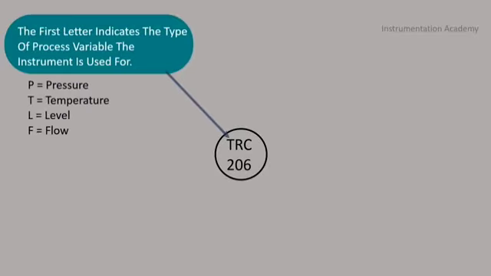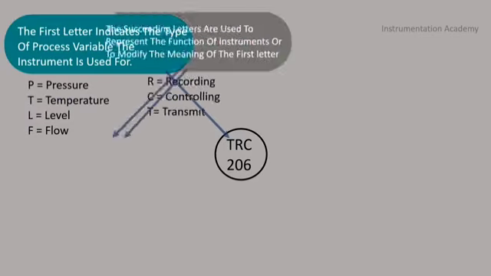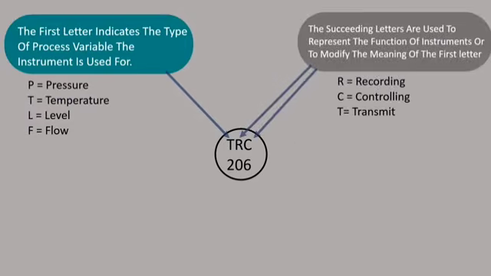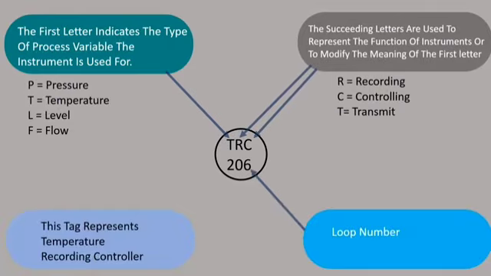In this instrument tag, the first letter in the upper line indicates the type of process variable the instrument is used for. The succeeding letters are used to represent the function of the instrument. The lower line represents the loop number.